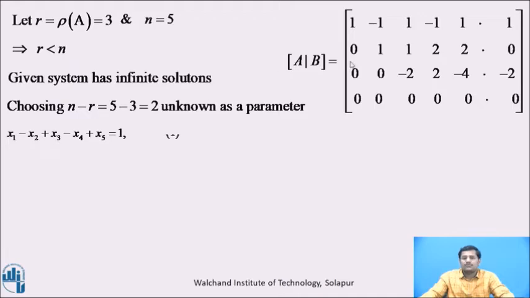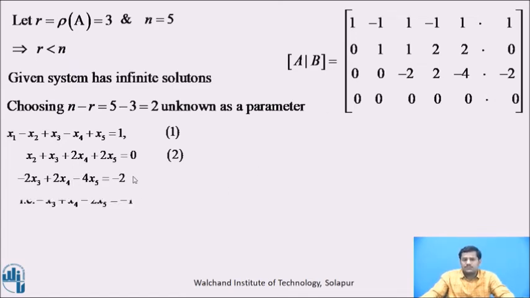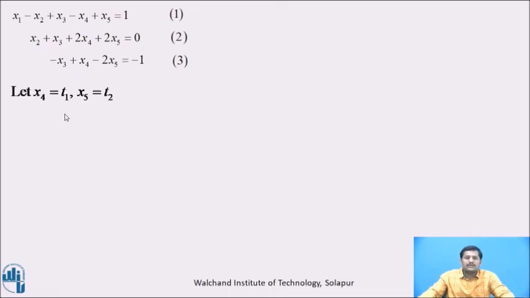The second row also provides one more equation, and this last row also provides one more equation. All the coefficients are in multiples of 2, so we can divide by 2. Then this third equation looks like this. Call it equation number 3. Now from the last equation we choose 2 unknowns as the parameters. Let us choose x4 as parameter t1 and x5 as parameter t2.